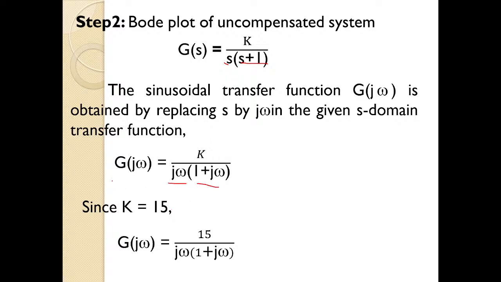So g of j omega is equal to what? K by j omega into 1 plus j omega. What is k value? 15. So what is g of j omega now? G of j omega is equal to 15 by j omega into 1 plus j omega. Just write it down.